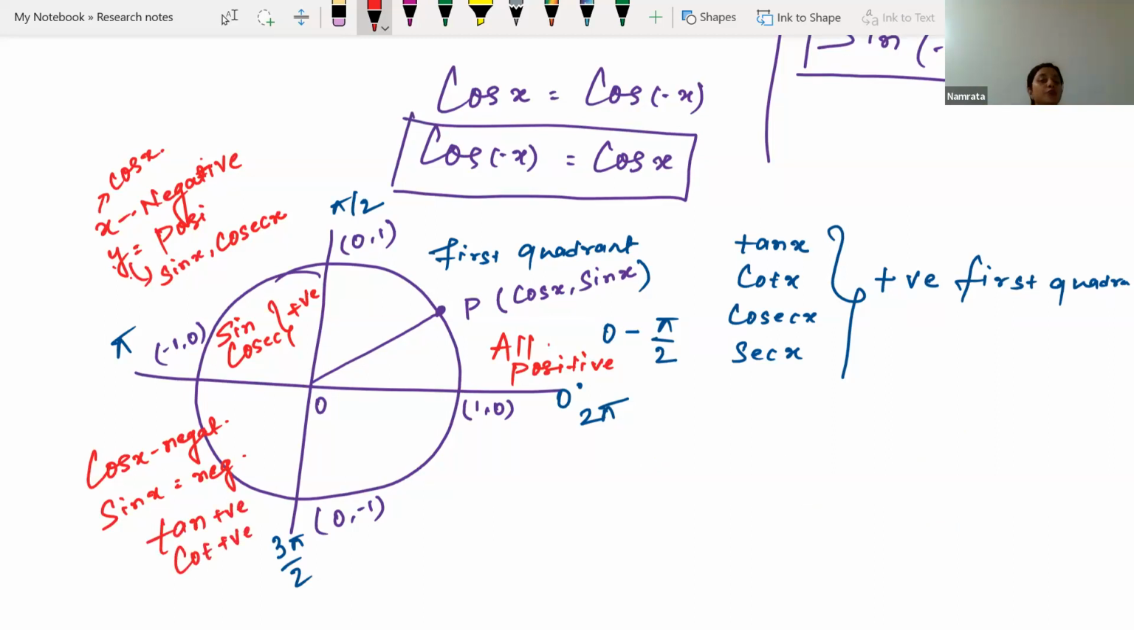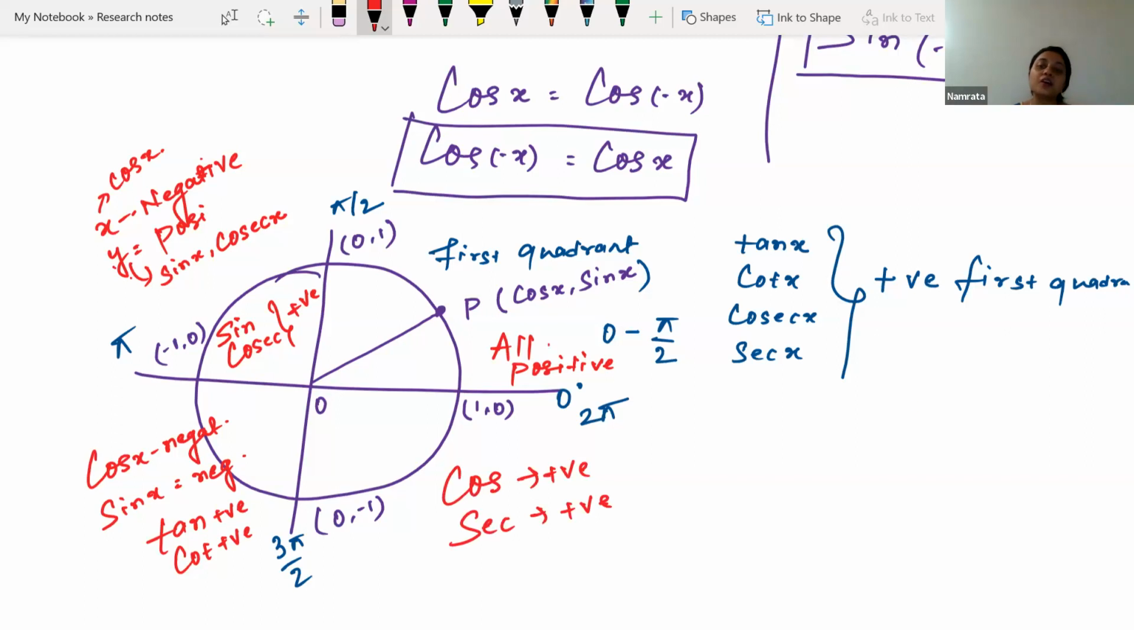And in the fourth quadrant, in the same way, x is positive and y is negative. X means cos is positive, sine is negative. So since one of them is positive and one is negative, due to that, tan and cot will be negative. Since cos is positive, sec will also be positive. So why this whole story?